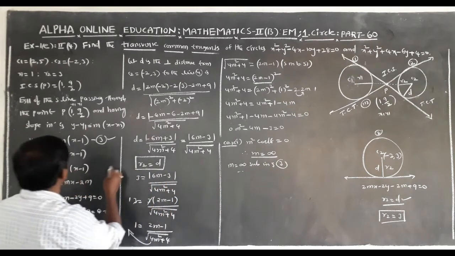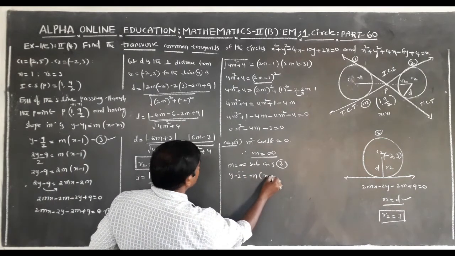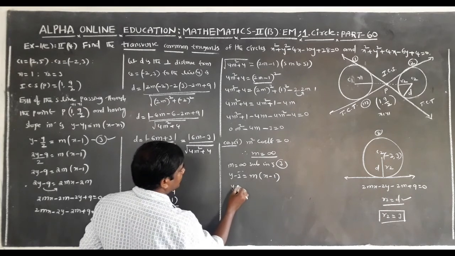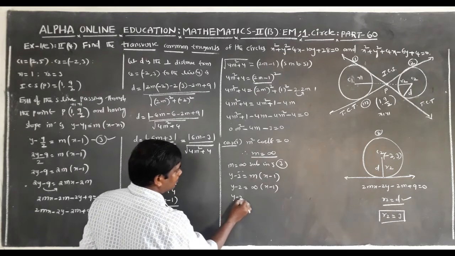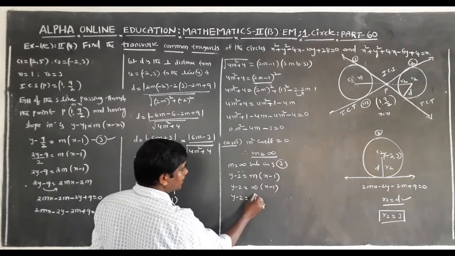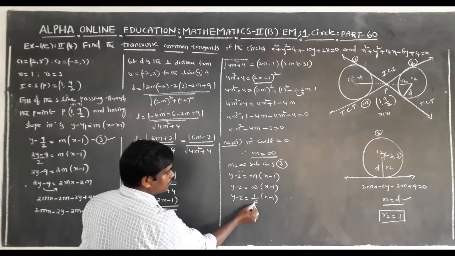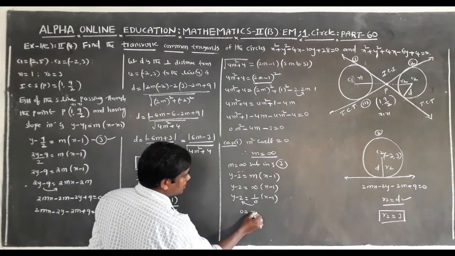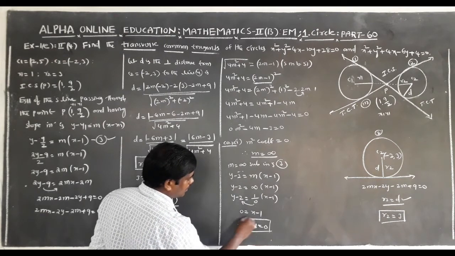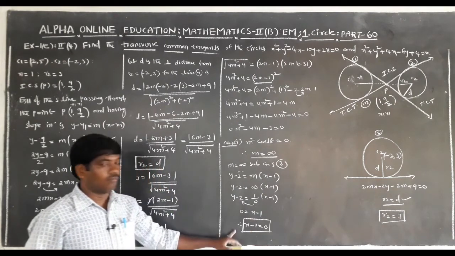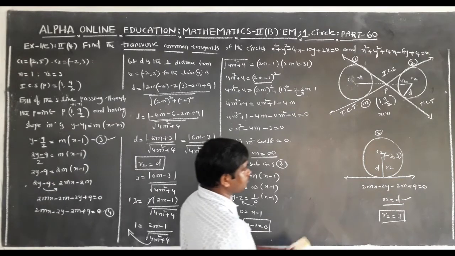Substitute in equation number 3. Y minus 2 is equal to m into x minus 1. Y minus 2, m means infinity, into x minus 1. Y minus 2 equal to infinity, which means something by 0, into x minus 1. 0 into something, 0 is equal to x minus 1. Therefore, x minus 1 is equal to 0 is one of the transverse common tangent equations.